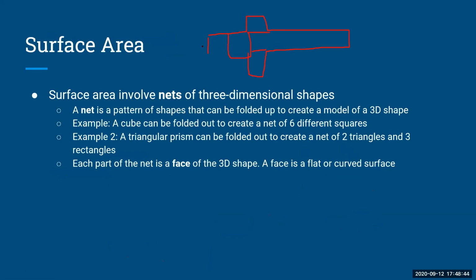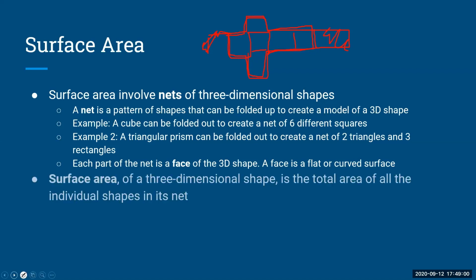Pretend this doesn't exist right here. 1, 2, 3, 4, 5, 6. So most commonly a net of a cube would look like that, and pretend these are squares. You guys know that. A triangular prism is 2 triangles and 3 rectangles, because it looks like that. You can see 1 rectangle here, 1 rectangle on the bottom, 1 on the other side, and there are 2 triangles on both sides.